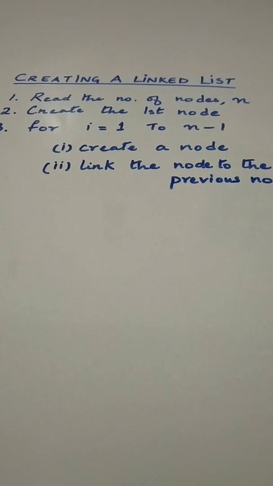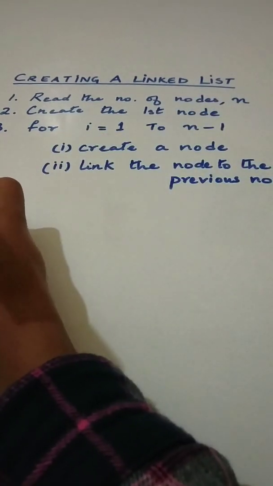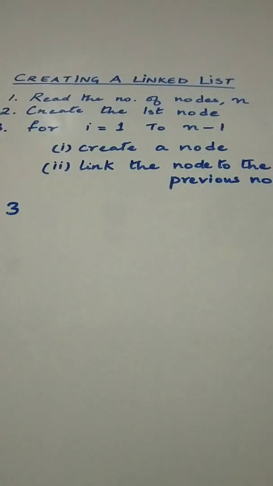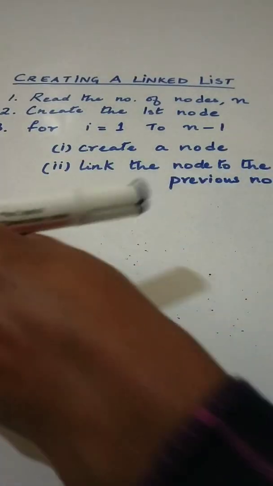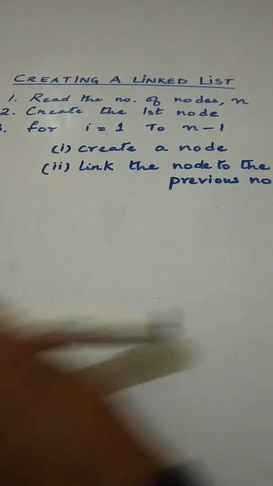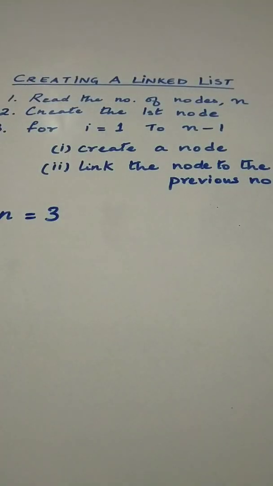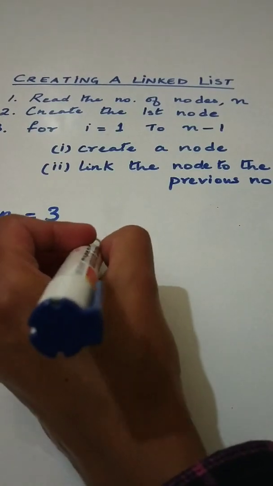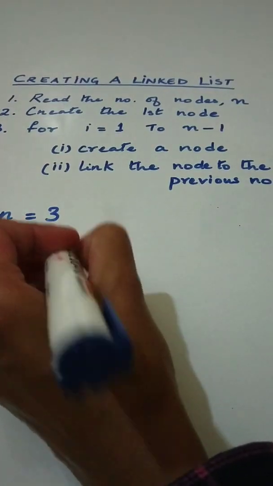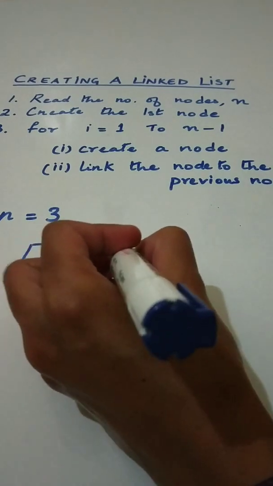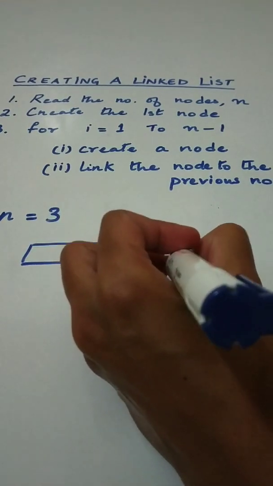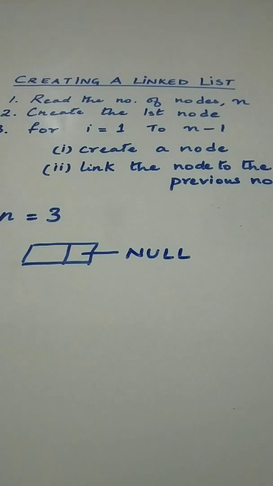So let's look at how it will work out. I have to decide on n, so let's say n is equal to 3. I have decided n is equal to 3. Then create the first node. So I use malloc and I create the first node, and the first node points to null.